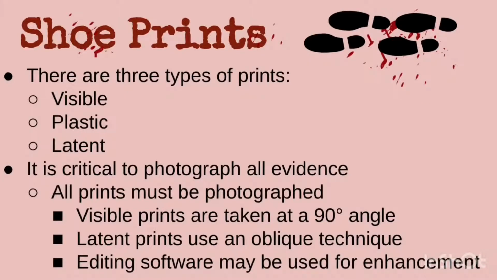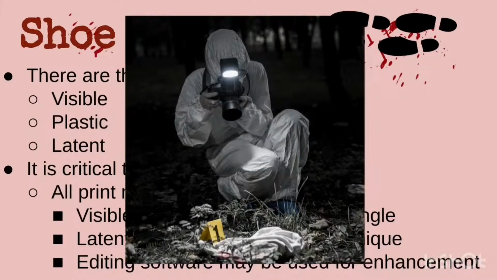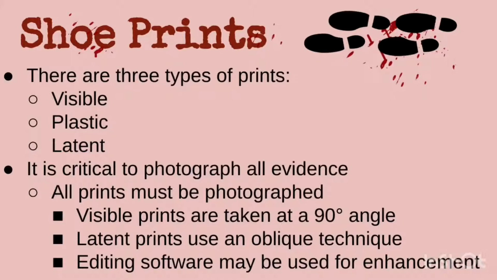There are 3 different types of prints: visible, which we can see without the help of chemicals; plastic, which is a print created on a moldable surface, like snow; and latent, which needs the help of chemicals for it to be visible. With all evidence, it is important for us to take photographs for analysis and to present at court.